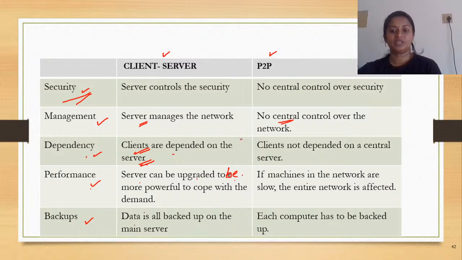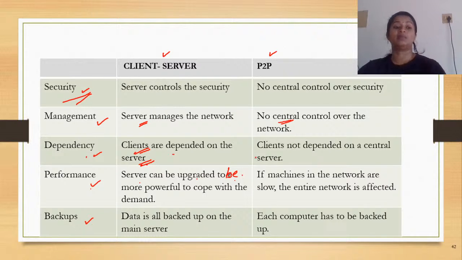But in a peer-to-peer network, if the machines in the network are slow, so it is not just one machine, but any of the machines, not entirely, I'm sorry, here we are not talking about the entire machines in the network, but even if one of the machines performs poorly, what happens? The entire network gets affected.